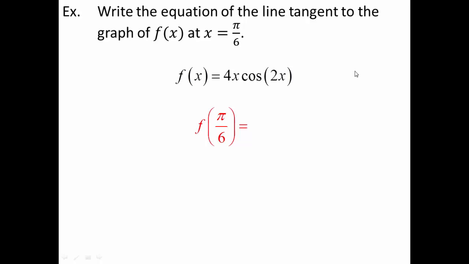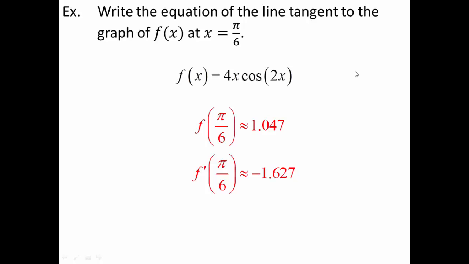I'm going to do that simply by grabbing my calculator, typing pi over 6 in for x, hitting enter, and I get about 1.047. If you're not getting 1.047, start by double checking that you're in the correct mode. Pi over 6 is a radian, not a degree. Then to find my derivative, I'm going to use either my math menu or my graphing option to find the derivative. It's up to you which route you go. Either way, you should get negative 1.627.